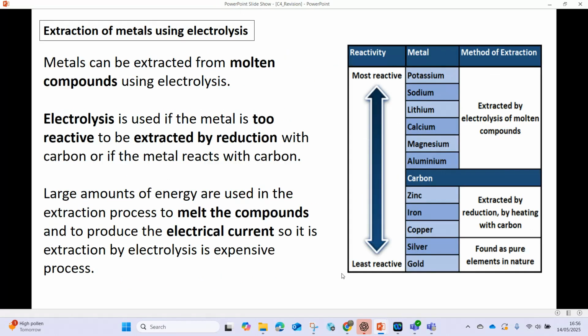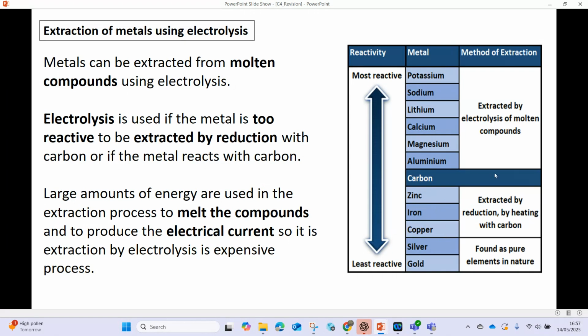So if we think about using electrolysis to actually extract metals, well, then we could go back to thinking about those ores. So metals can be extracted from molten compounds using electrolysis. And the reason that you'd use electrolysis is if your metal is too reactive to be extracted by reduction with carbon, or if the metal reacts with carbon itself. So if you look at the reactivity series, any metals above carbon would be suitable for electrolysis, as long as they don't react with carbon itself. Any metals below carbon would be much more suitable for reduction.